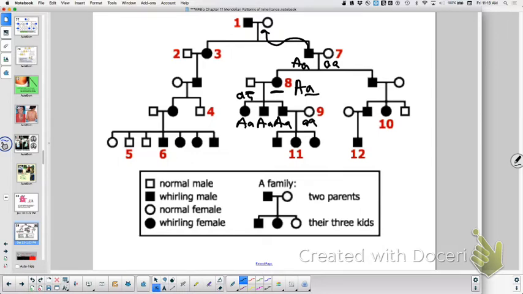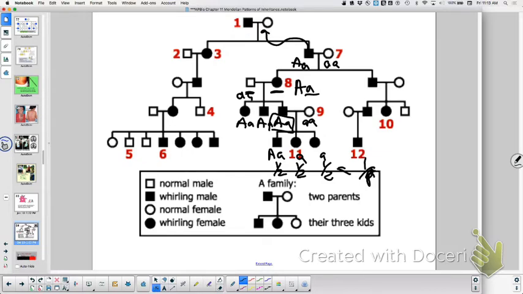What were the odds that they would have 3 children that have this disease? Every single time this mom's going to give a little a. Every single time the dad, half the time he could give a big A, half the time he could give a little a, right? So there was a half of a chance here, a half of a chance here, a half of a chance here. 1 times 1 times 1 is 1. 2 times 2 is 4 times 2 is? There was 1/8 of a chance that they would have 3 children all with that disease.